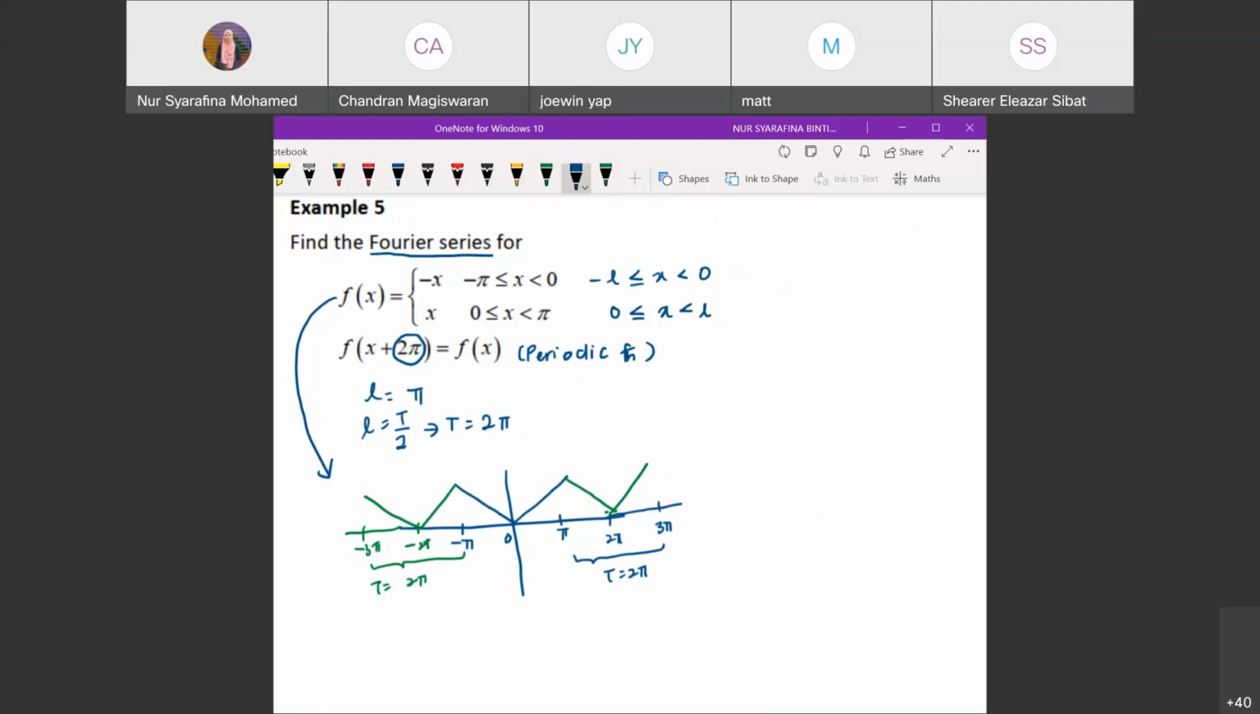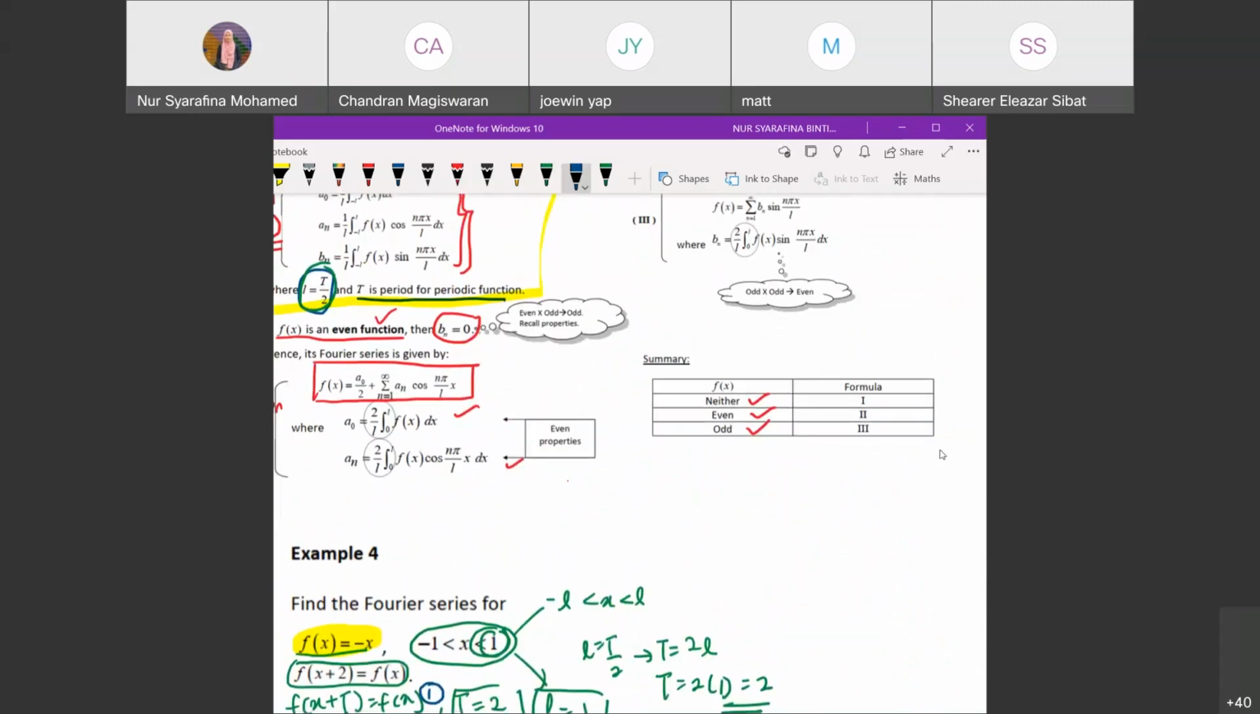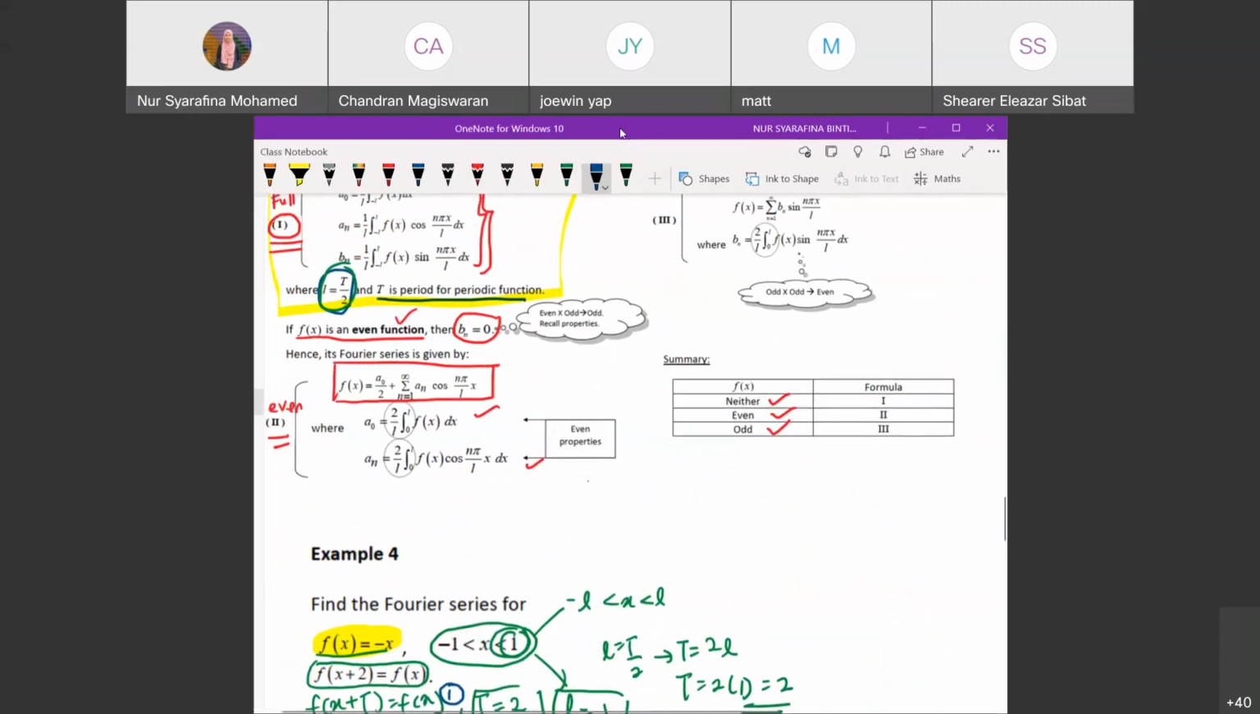Where is this graph symmetric about? Y axis. Then it is even. Yes, good. So f(x) is even. Then when f(x) is even, which formula? Which case? 1, 2, or 3? Even. Formula number 2 where Bn is 0. Right. Okay.